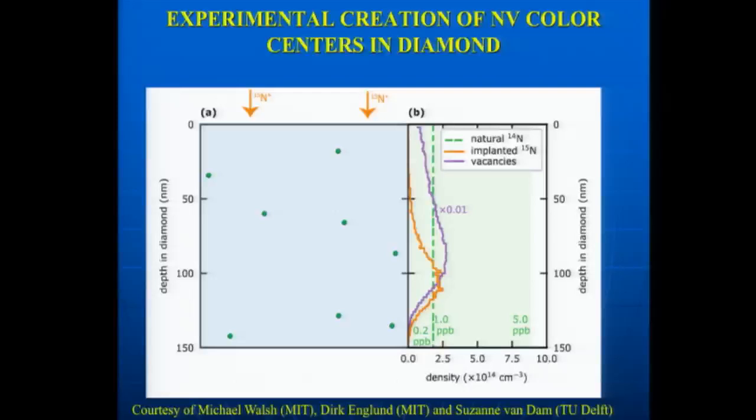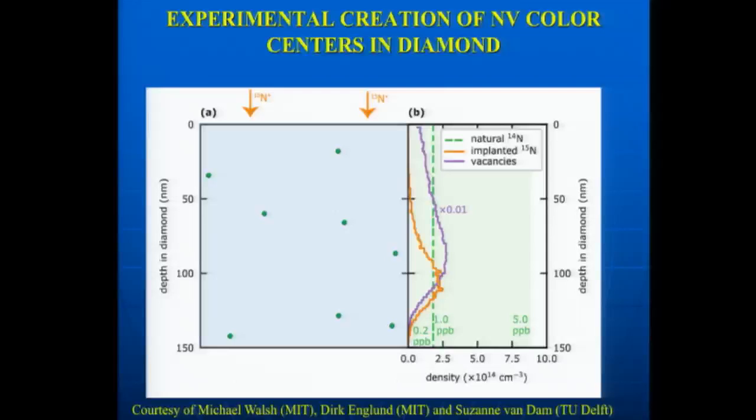So this is an experimental plot from colleagues in our center, Mike Walsh and Derek Eglin, MIT, and Susan Van Dam at Delft, where they're looking at the profile of what happens when you actually create an NV color center in diamond. So let's focus on this side of the graph. So these green dots in diamond are natural nitrogen vacancies, where N14 naturally occurring nitrogen vacancies.